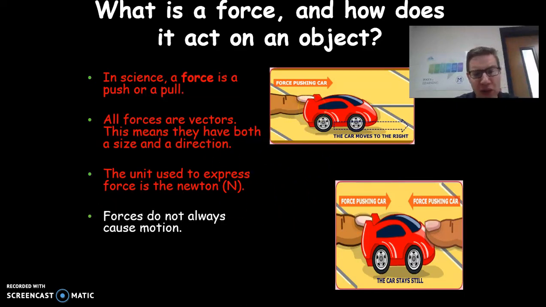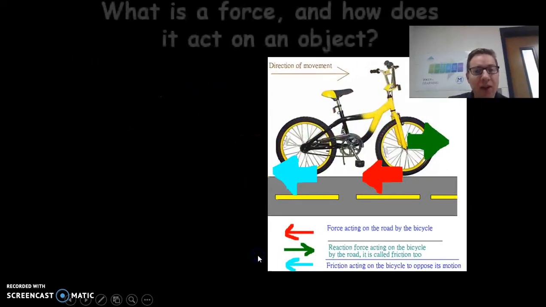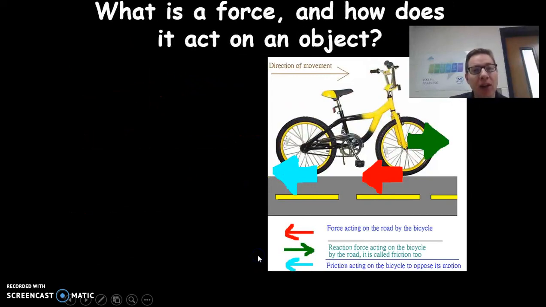Forces do not always cause motion, though. So at the top here, I could show you something pushing on a car. If there's no force on one side and there's a force on the other side, it's going to cause the car to move. But if you have two forces and they're equal, it's going to stay still. So here we go. Our next section is, what is force and how does it act on an object?